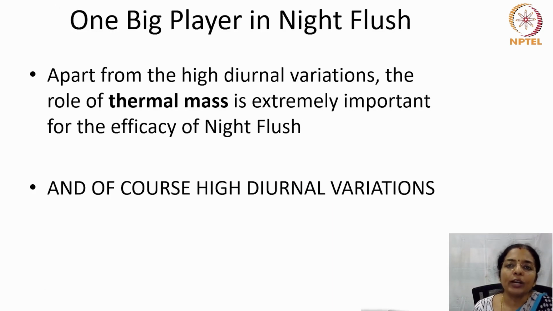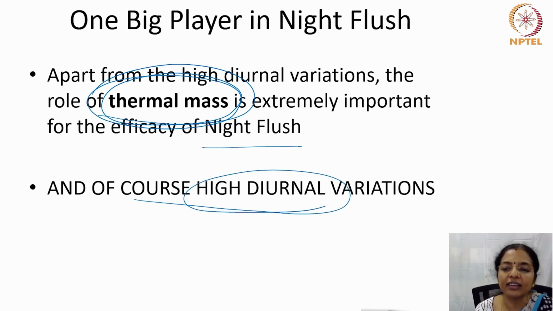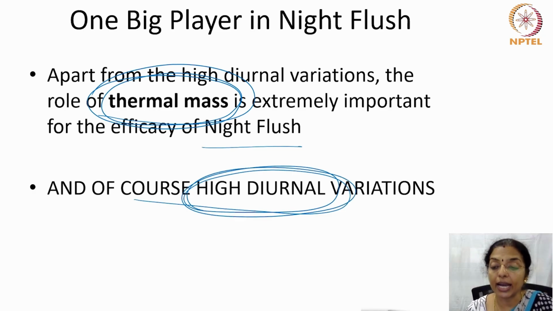Therefore, one of the big players in the success of night flush is having a high thermal mass. That is extremely important in the efficacy of night flush. And of course, you must have high diurnal variation. So any place which has very high diurnal variations and where you have a high thermal mass, in that place night ventilation is a very effective indoor passive cooling technique.